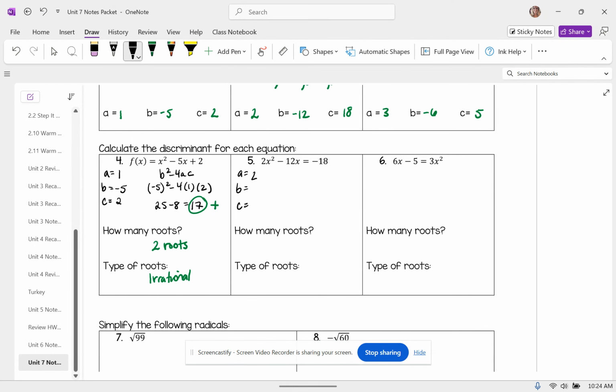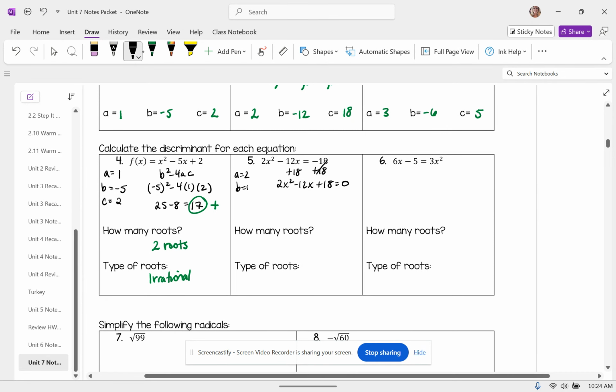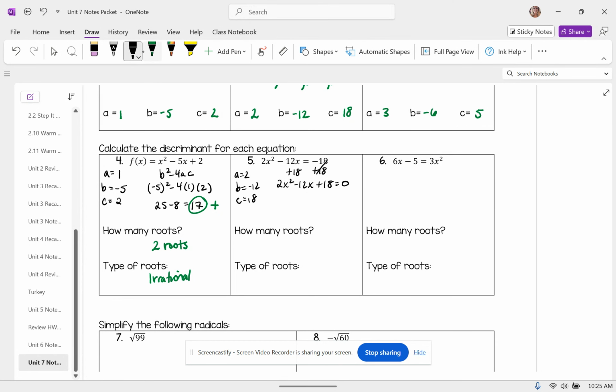A is 2, B is -12, oops, and C is, oh no, it's not in standard form. Let's go ahead and put it in standard form first, okay? Now I can fully identify where everything is and where everything goes. A is 2, B is -12, and C is 18. Let's plug this into the discriminant.